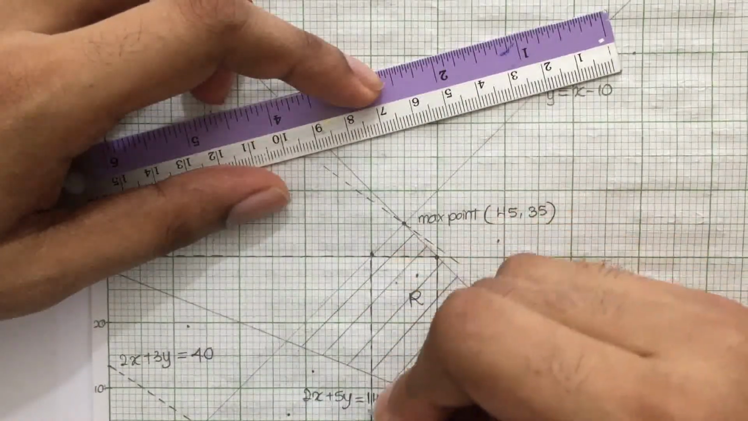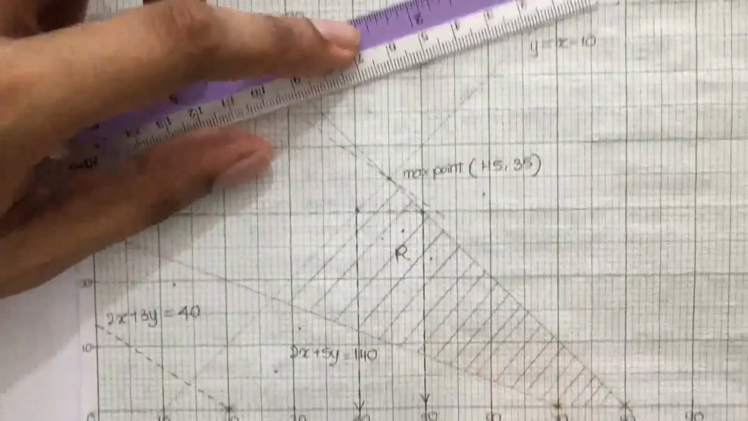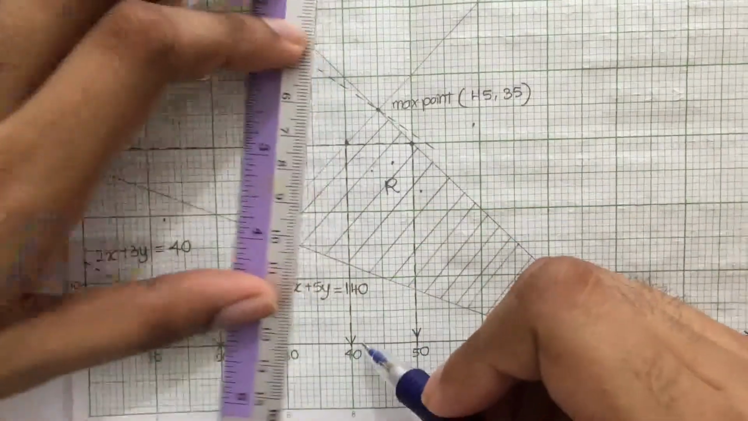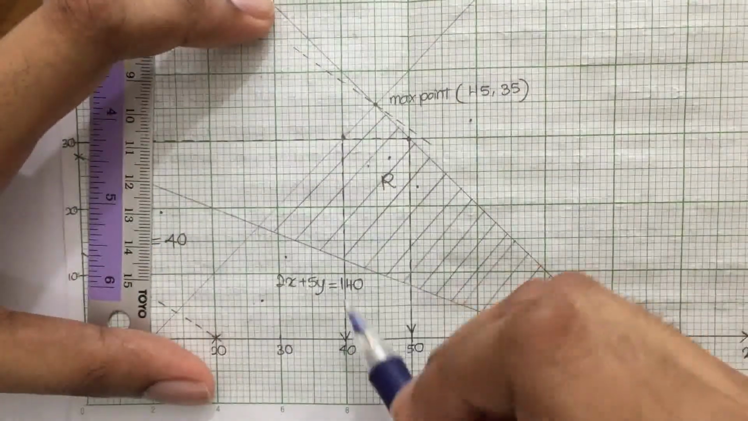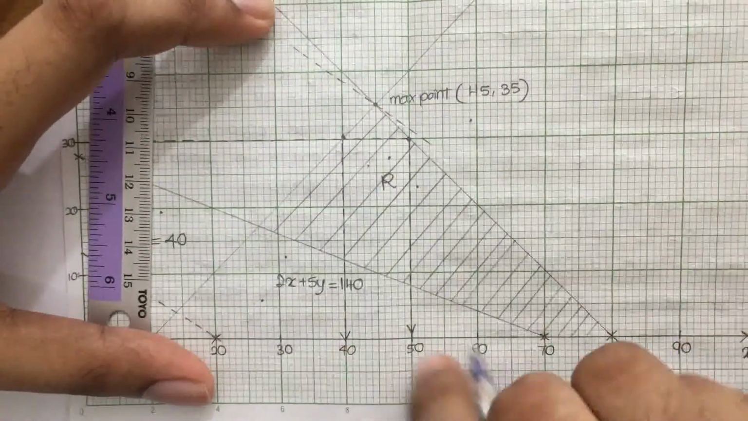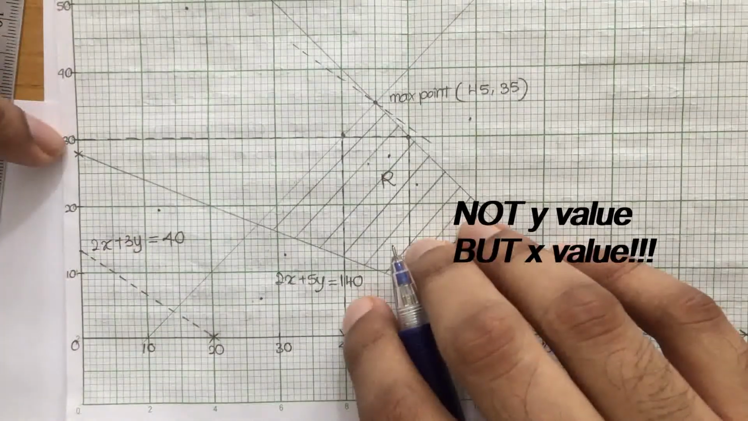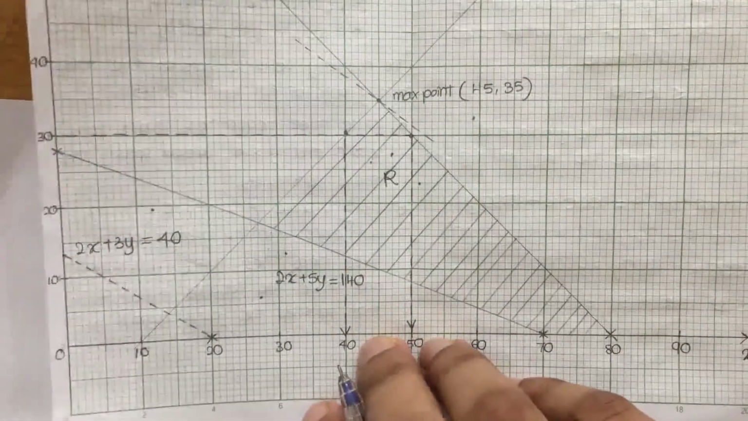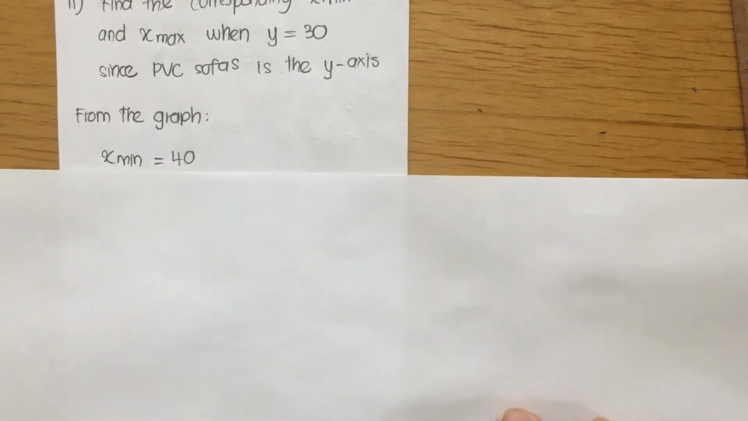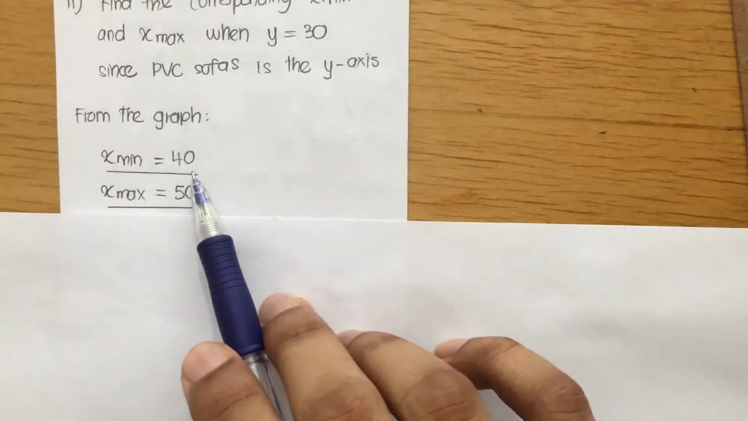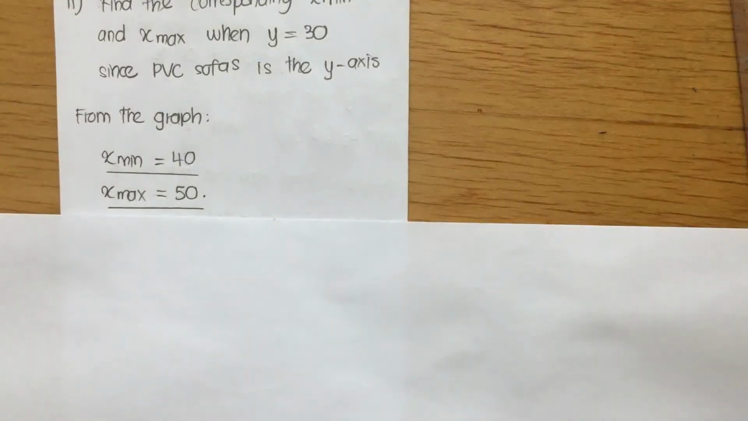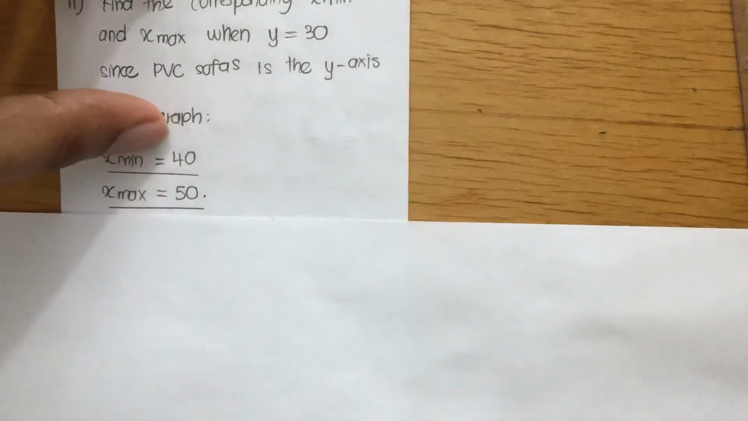So what you do, you interpolate it. You interpolate this, and you get two x values where your x minimum equals 40 and your x maximum equals 50. So this is your corresponding x value, guys, when your y equals 30. Okay, back to the working. Let us continue. From the graph, we can know that our x minimum equals 40 and our x maximum equals 50. Okay, let me put back the question paper for your reference. So please hold on for a moment.